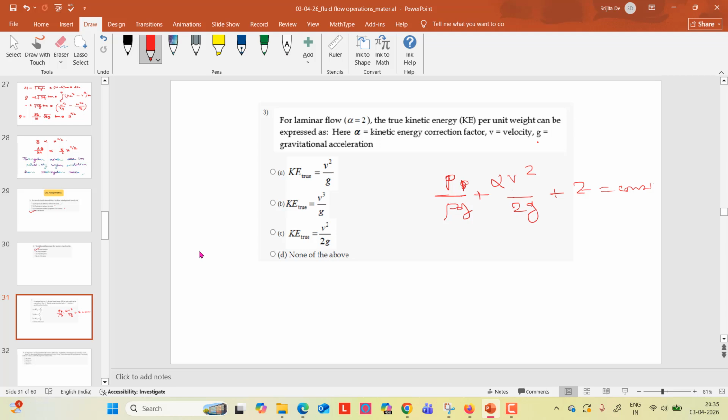So in case of this, generally the kinetic energy term is this, right? This is the kinetic energy term. So now as alpha is 2, the kinetic energy term will be 2v square by 2g. That means only v square by g. So it is option A.